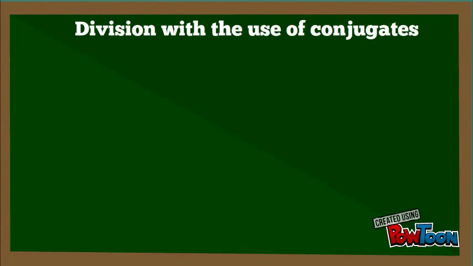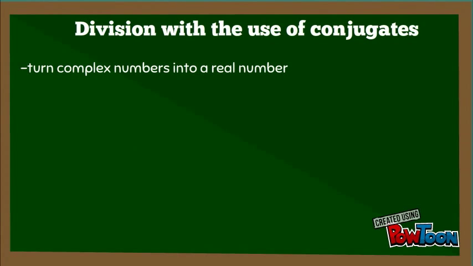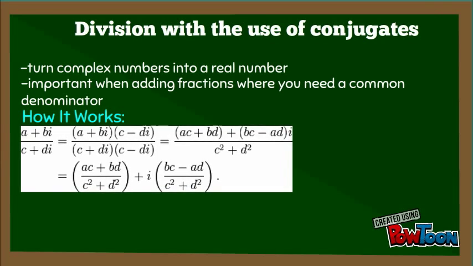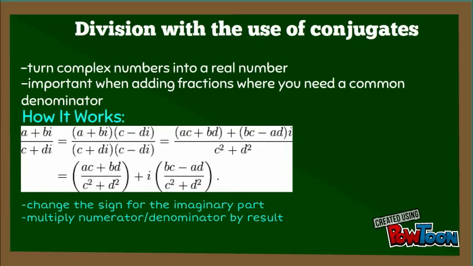In division, it is very important to use conjugates because they can turn a complex number into a real number, which is useful when working with fractions. To find the conjugate, simply change the sign of the imaginary part of the complex number. In division, you multiply both the numerator and denominator by the denominator's conjugate.